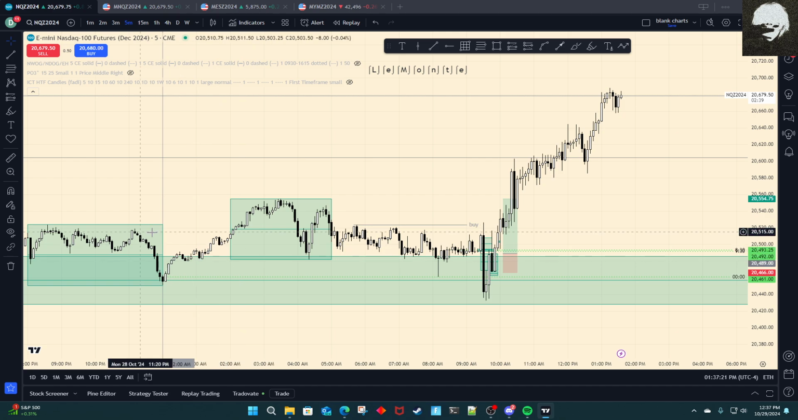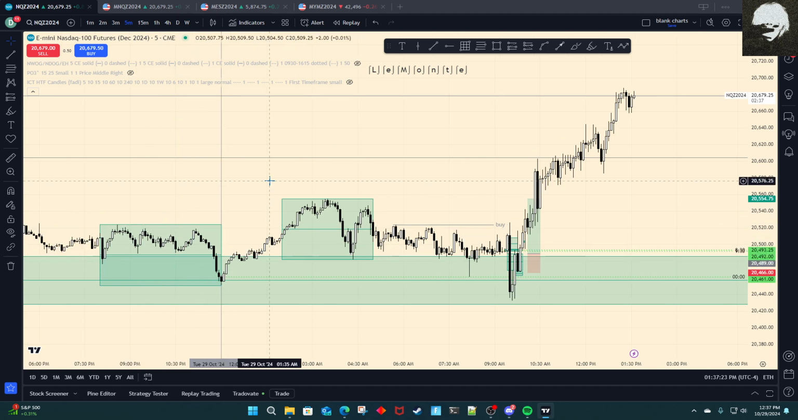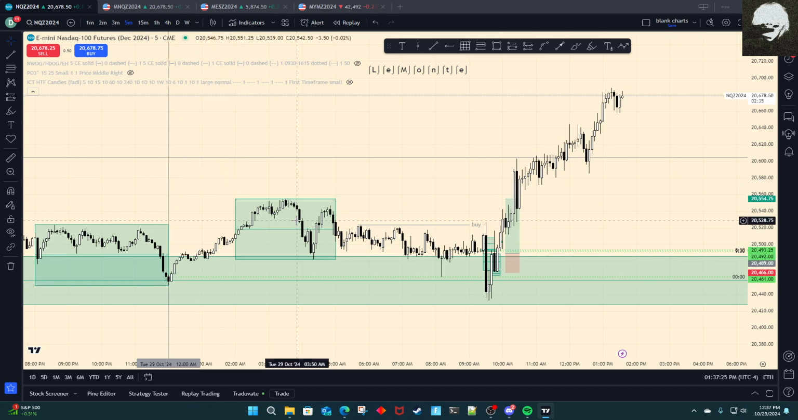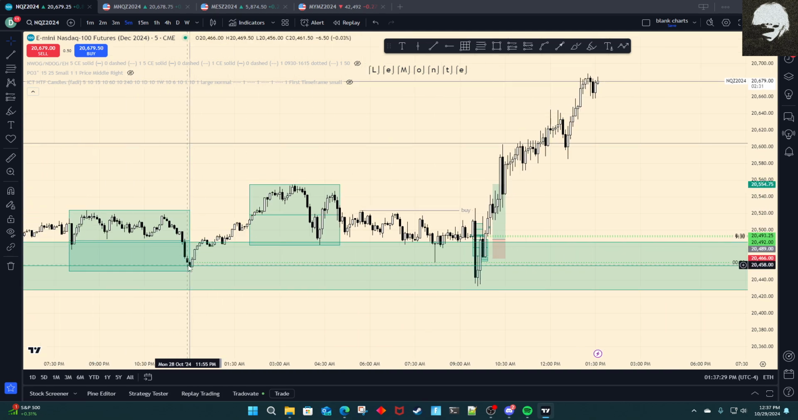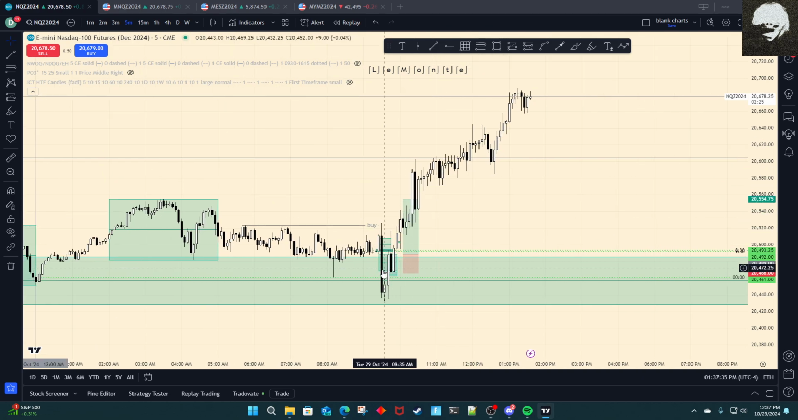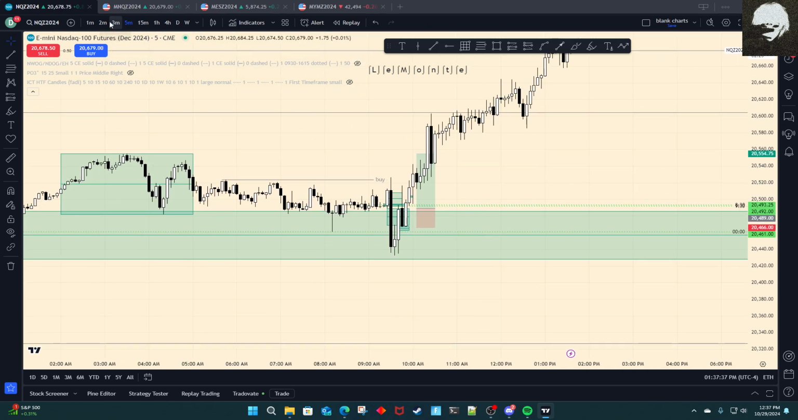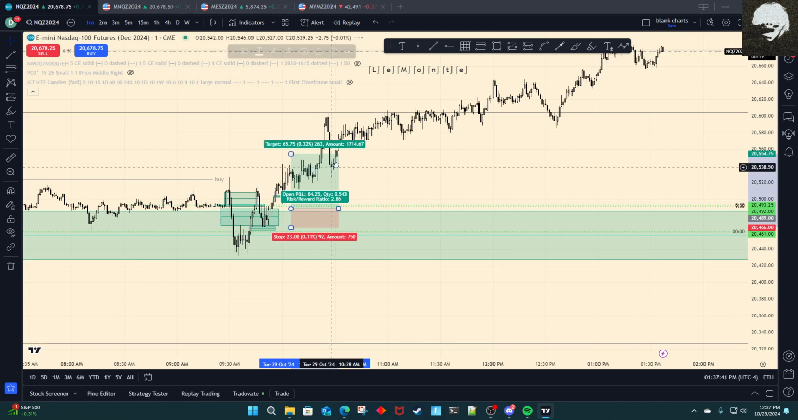You can see here, here's the midnight session, early morning session, and then took the sell side from the midnight session. Immediately retraced and inversed. Let's check the lower. Actually, let's start on the daily.